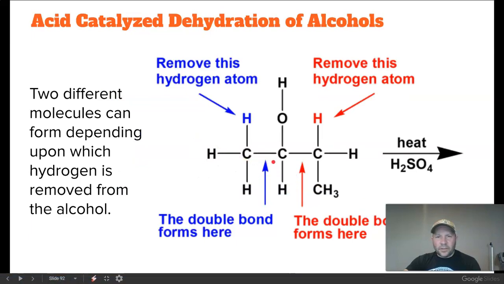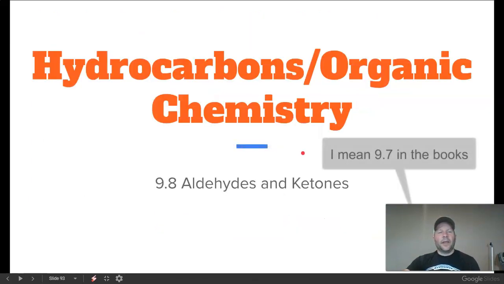Let's look. You've got this guy right here. Look at this. So this is the hydroxyl group right here. We're going to remove that and a hydrogen. You could either remove this hydrogen, and the double bond would form here, or you can remove this hydrogen and the double bond would form there. It just depends. It's random. Who knows which one's going to happen, but it can happen. Just know that it could be either side of the hydroxyl group right there. Okay? Hey, that's it. 9.8 in the book.